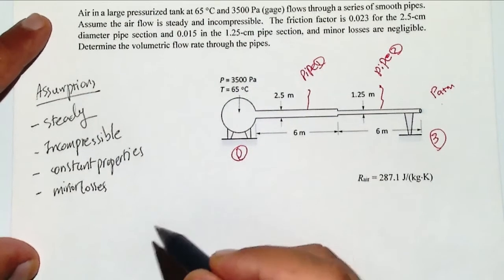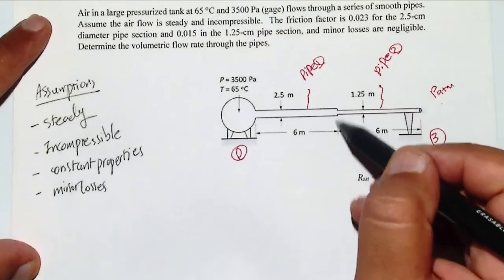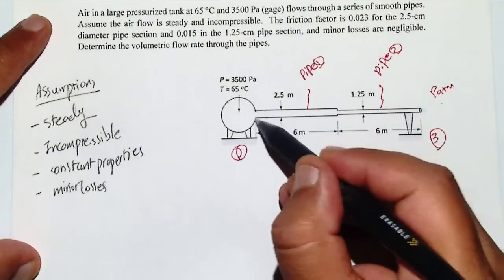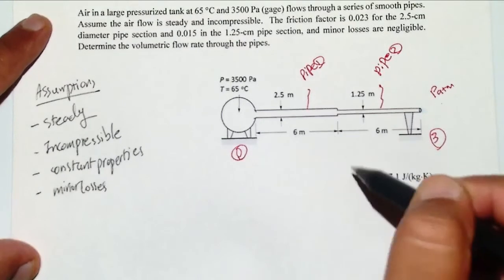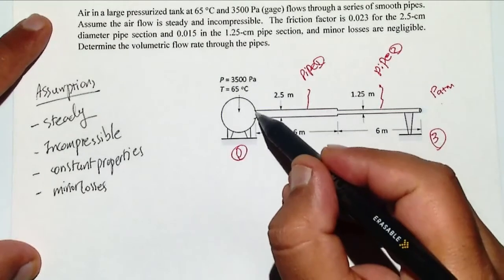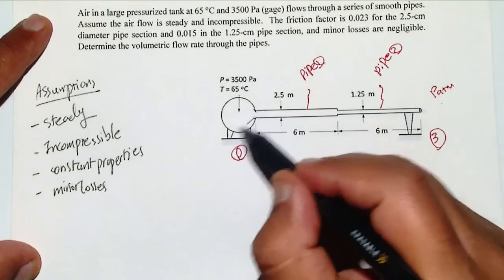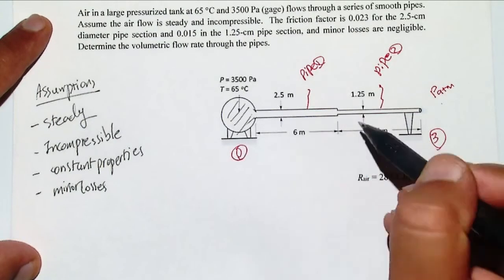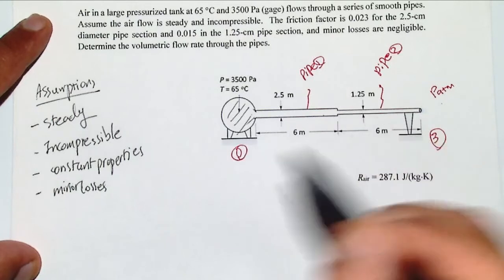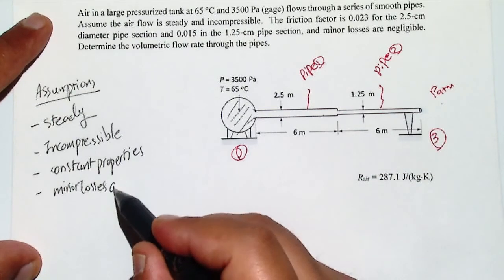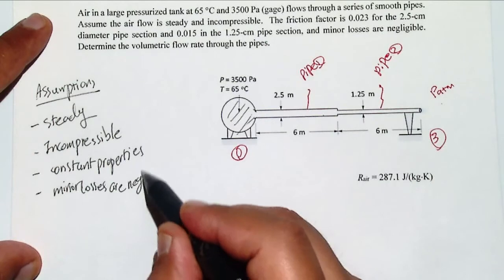If you remember, minor losses are because of the entrance, for example, entrances here, here, and if you have a bending, which is not available here. So it's going to start with the entering process from the gauge tank to the first pipe, and also from the first pipe to the second pipe. So this is going to be negligible.